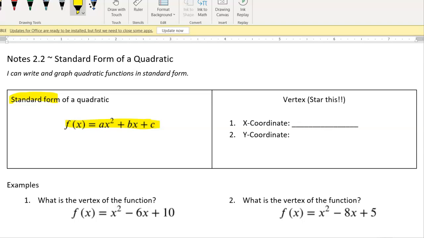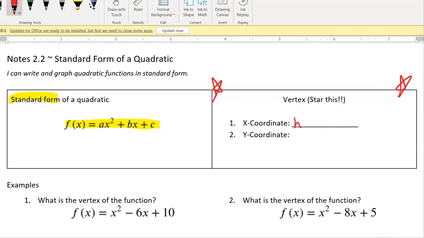Now, in vertex form, it's quick and easy to find the vertex, but in standard form we have to do a little bit of digging. And here's the process. This is really important, you might want to star this. To find the vertex, the first step is we're going to find the x coordinate.